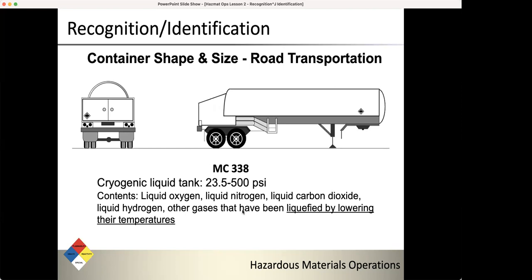Now keep in mind the difference between a pressure tank and a cryogenic tank. They both contain liquids that, when the liquid inside is no longer inside that container, become a gas. The difference is how they are made into a liquid. A pressure tank car is made a liquid by increasing the pressure, and cryogenic is liquefied by lowering the temperature. So that's important.